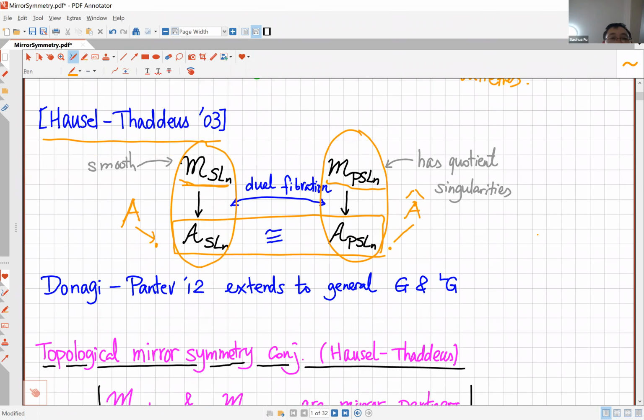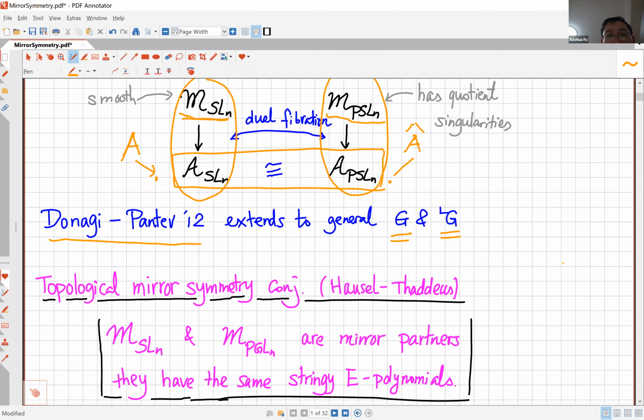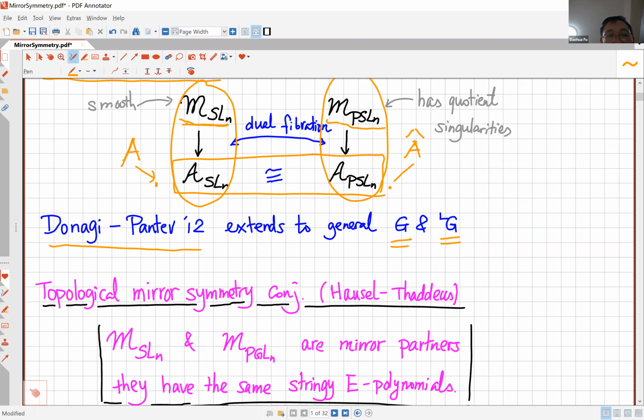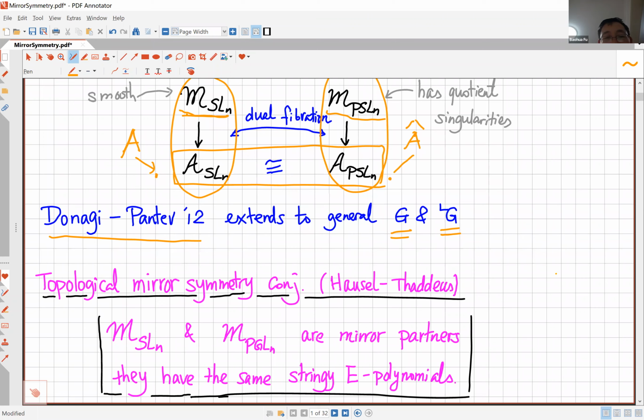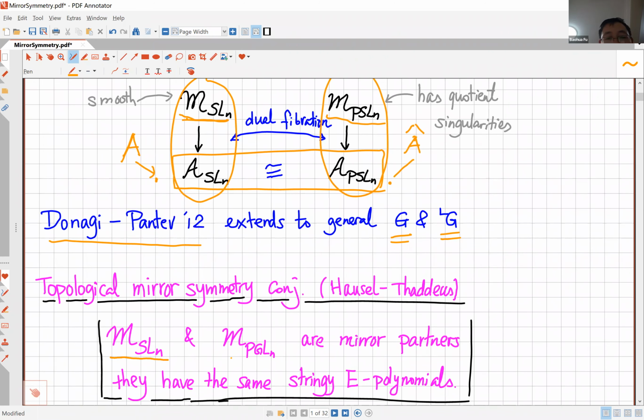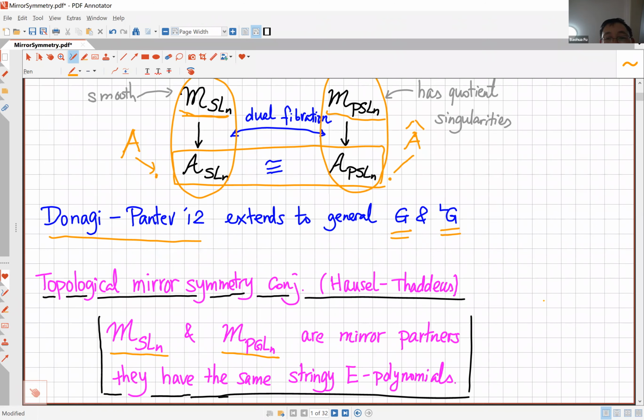With this theorem in hand, it's natural to try to generalize to a general group G. This has been done by Donagi and Pantev in 2012. They extended this picture to all reductive G and its Langlands dual, G dual. So the picture is the same. In the same paper, as Hausel and Thaddeus, they tried to compare the two moduli spaces. They proposed this topological mirror symmetry conjecture, which says that these two moduli spaces, related to two Langlands dual groups, are a mirror pair, in the sense that they have the same stringy E-polynomials. I should point out that in this case, this one is smooth, and this one has a quotient singularity.